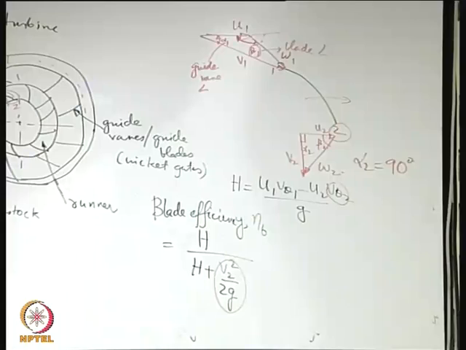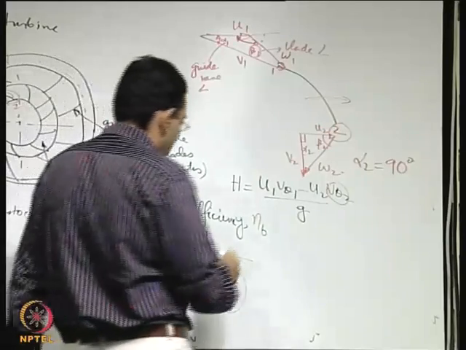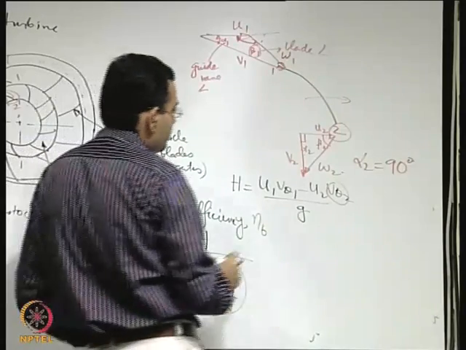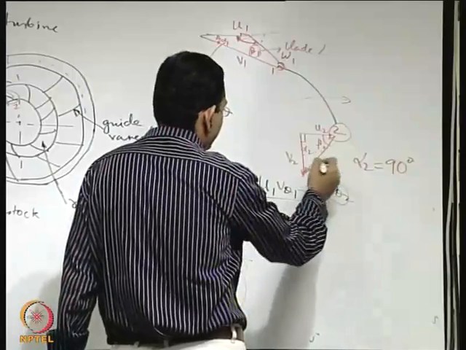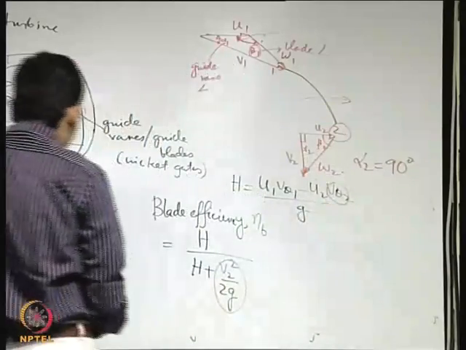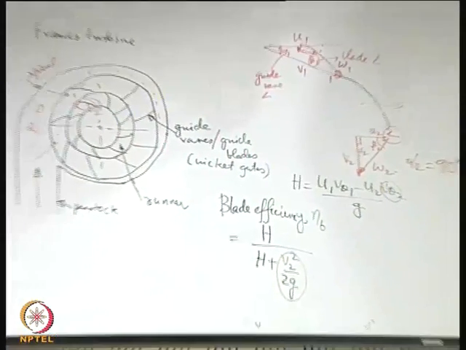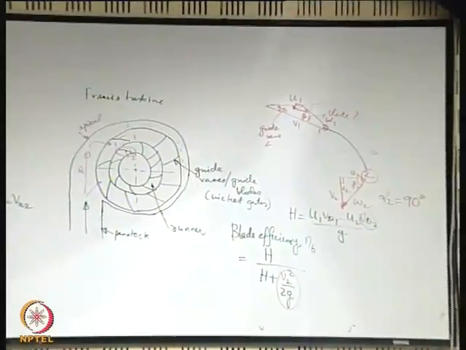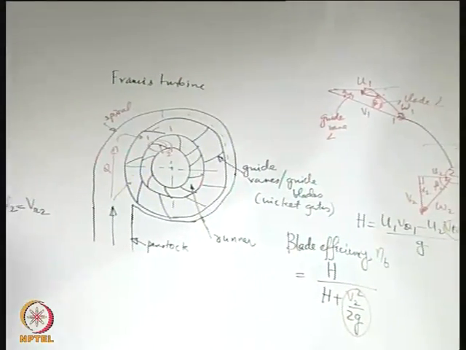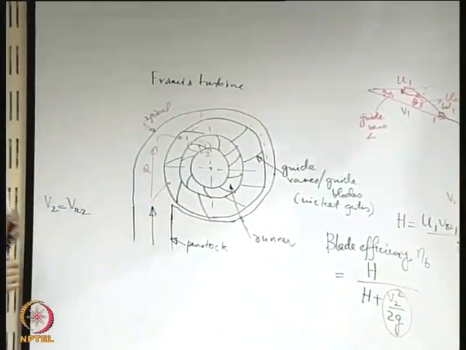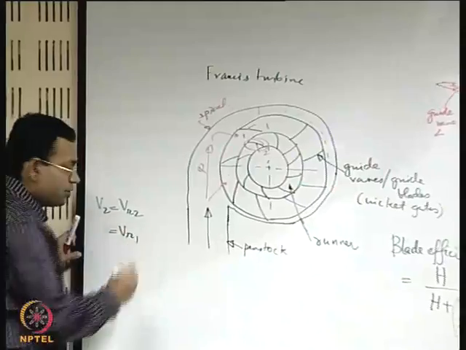Now, one may manipulate this expression a bit more in terms of the geometrical features. This may be written solely in terms of the geometrical features. So, you can see that since alpha 2 is 90 degrees, you have V2 equal to VR2. The total velocity at 2 is radial, there is no theta component. Then usually these turbines are so designed that the blade width and the radius are adjusted in a way that you have VR2 equal to VR1.